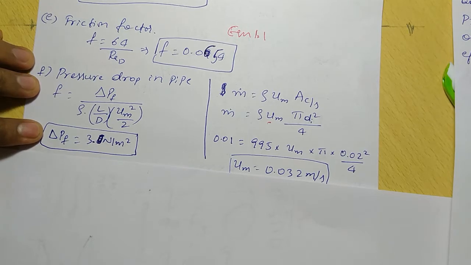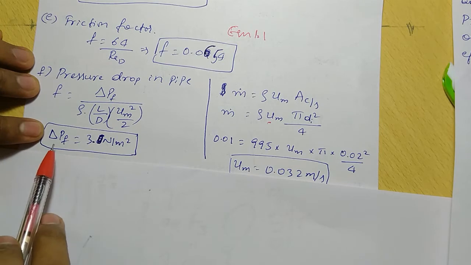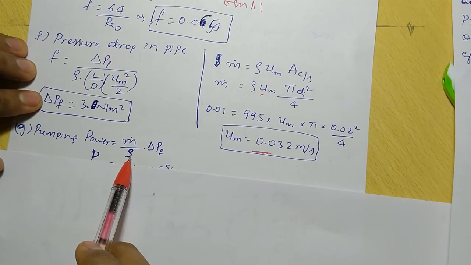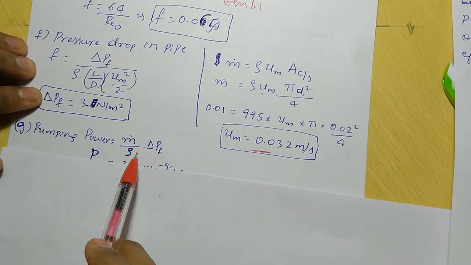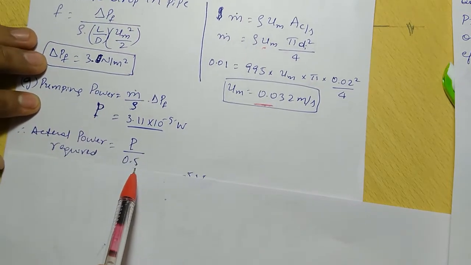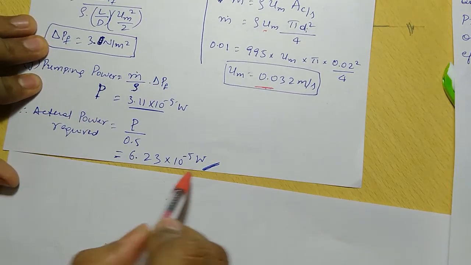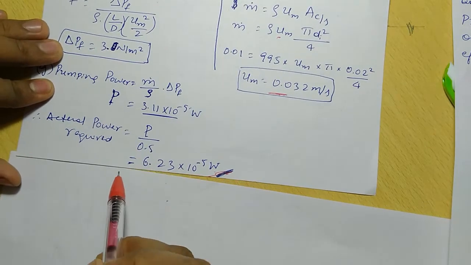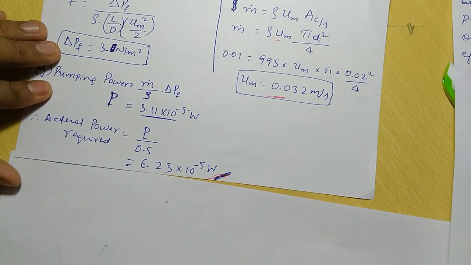The pump efficiency is 50%. This can be obtained by pumping power is equal to m dot by rho into delta P_f. You will get the pumping power as this much of watt. But this is 50% efficient, therefore divide by 50%. Finally, the actual power required to pump in that pipe is 6.23 into 10 to the power of minus 5 watt.